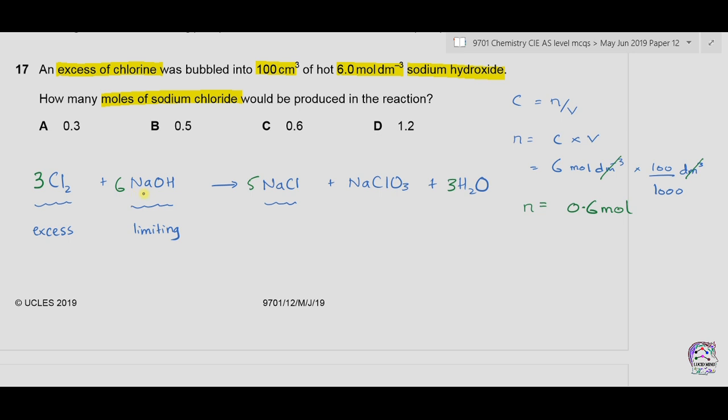We can see that the molar ratio between sodium hydroxide and sodium chloride produced is 6:5. In the question, they have given 0.6 moles of sodium hydroxide, so therefore 0.6 moles of sodium hydroxide will produce how many moles of sodium chloride? Let's just cross multiply. So we have 6x is equal to 5 into 0.6, or x is equal to 5 into 0.6 divided by 6. So the answer is 0.5 moles. So therefore B is the correct option.